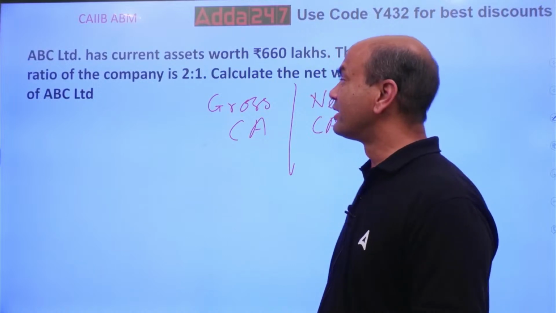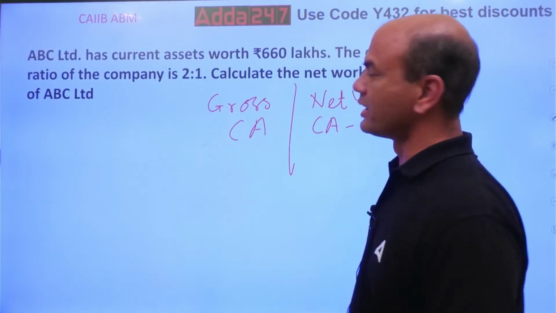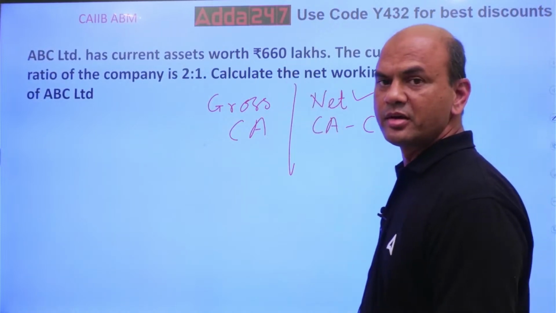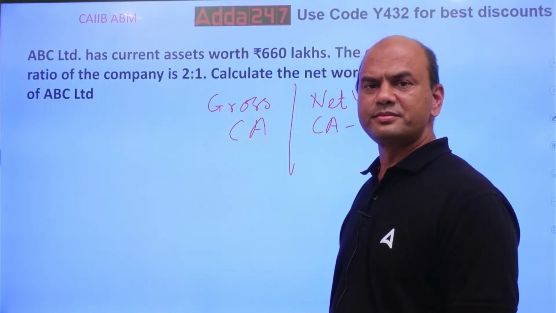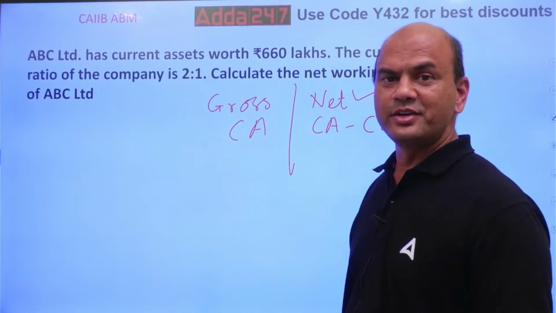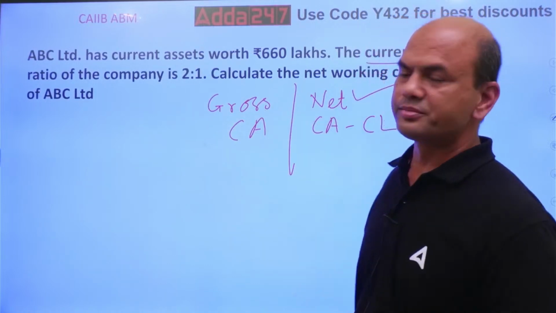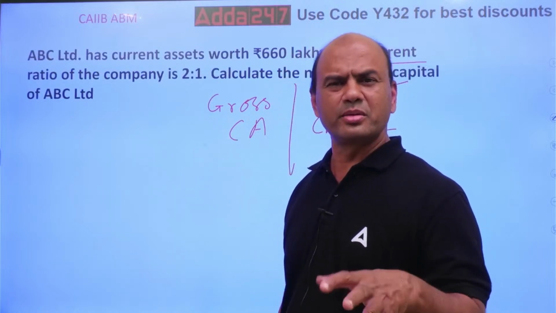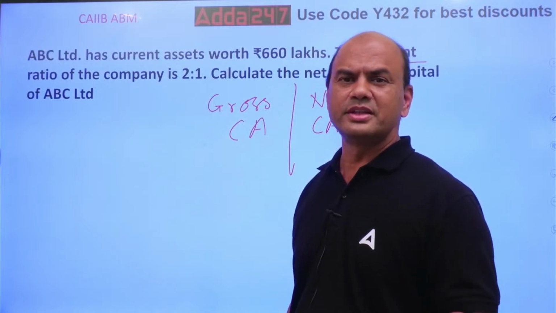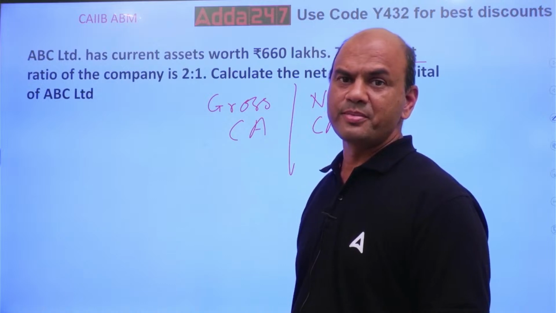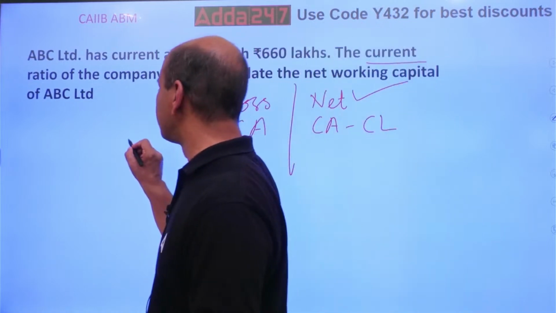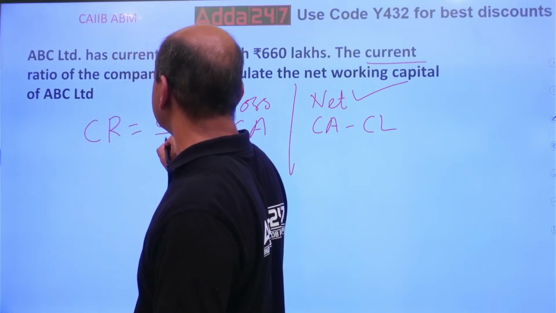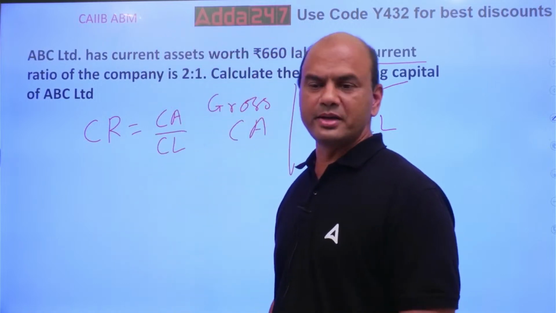So you have to find this net. Now, you are having current assets, but what about the current liabilities? How do you find the current liabilities? For that you need to know the meaning of current ratio. These are all short-term liquidity ratios: current ratio, liquid ratio. So what is current ratio? CR equals CA upon CL, current assets upon current liabilities.